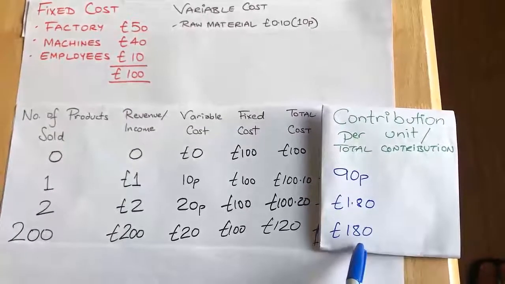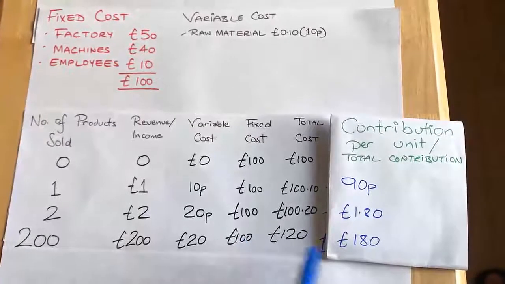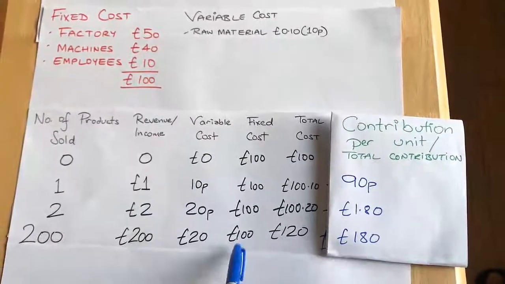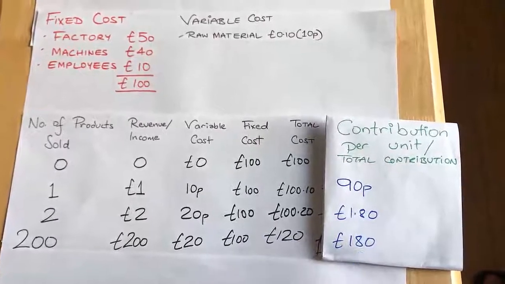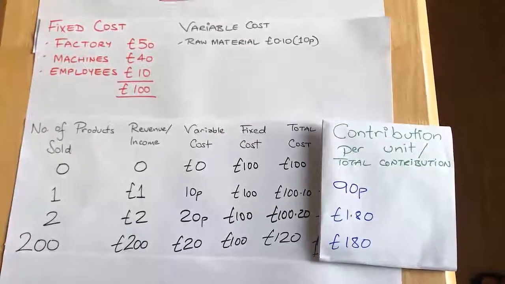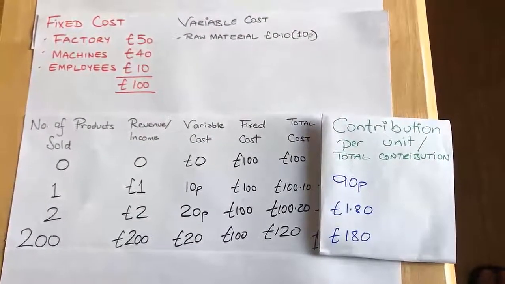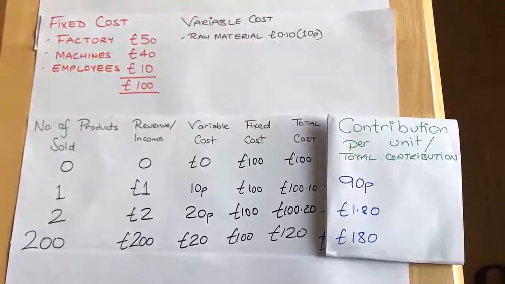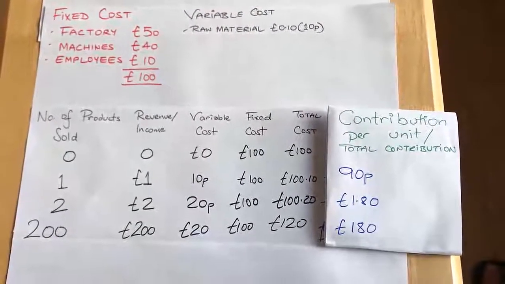£180 will now go towards paying for a fixed cost. So if we pay off £100, we'd have £80 left, and that £80 would be our profit. And that's essentially it. In accounting, so those of you who are doing accounting modules, this could also be seen as gross profit. How? Let me show you.